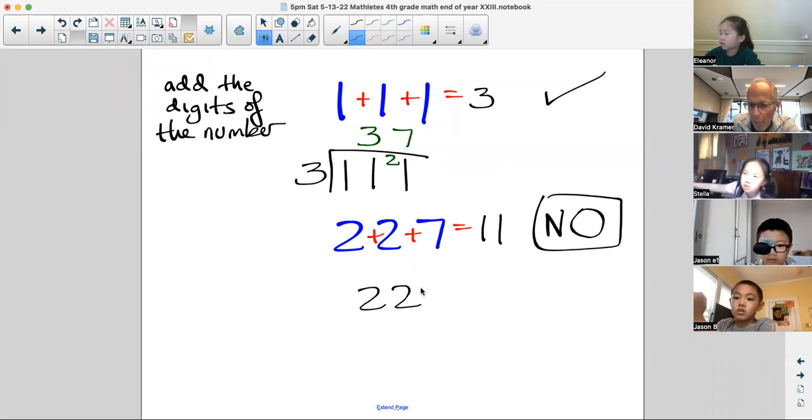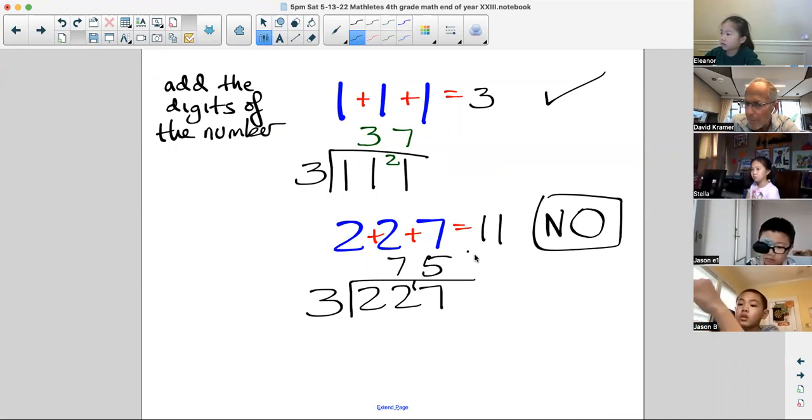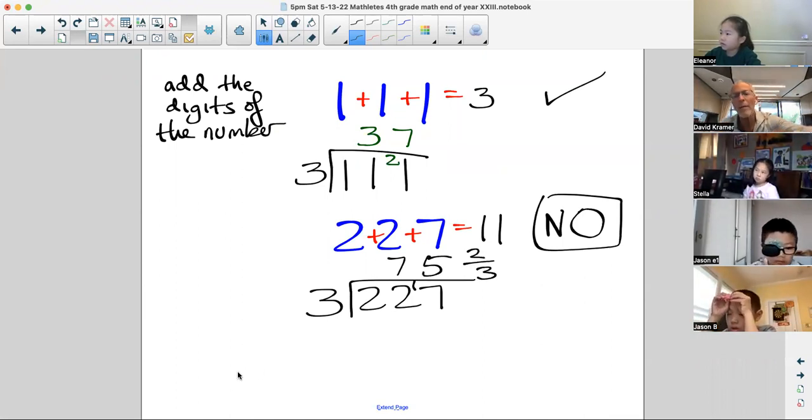But don't take my word for it. Let's test it, Eleanor. 3 goes into 22 7 times, remainder 1. 3 goes into 17 5 times, remainder 2. Guess what? There's a remainder, so it's not divisible.